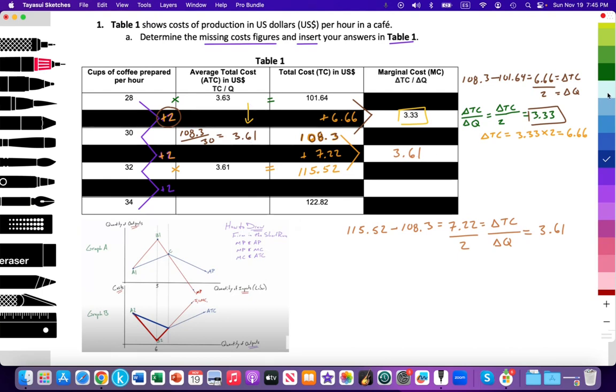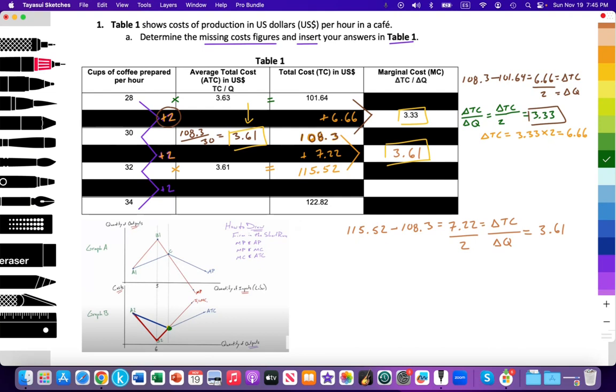Then we notice that 3.61, the marginal cost, is equal to the value of the average. So they're intersecting, which is right at this point. Right? We can see here that the marginal cost is equal to the average. 3.61 equal to 3.61. Right? So we're operating right around here.